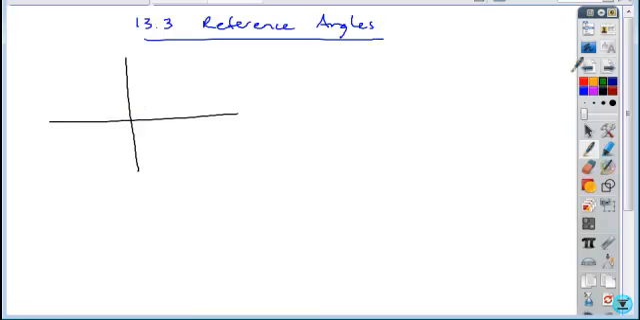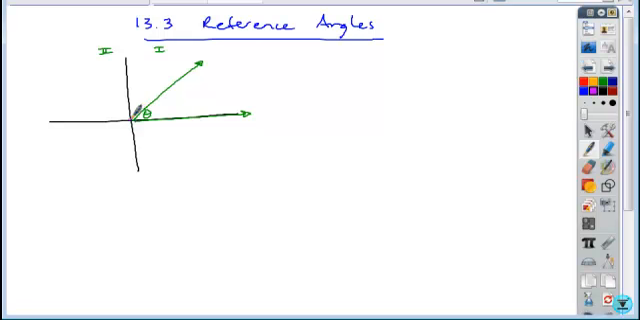So if I gave you an angle whose terminal side is in quadrant 1, so again, here's our example, quadrant 1 here. This angle right here is the angle that I would be using to evaluate my trig ratios. Okay, but what happens if I gave you an angle in quadrant 2?